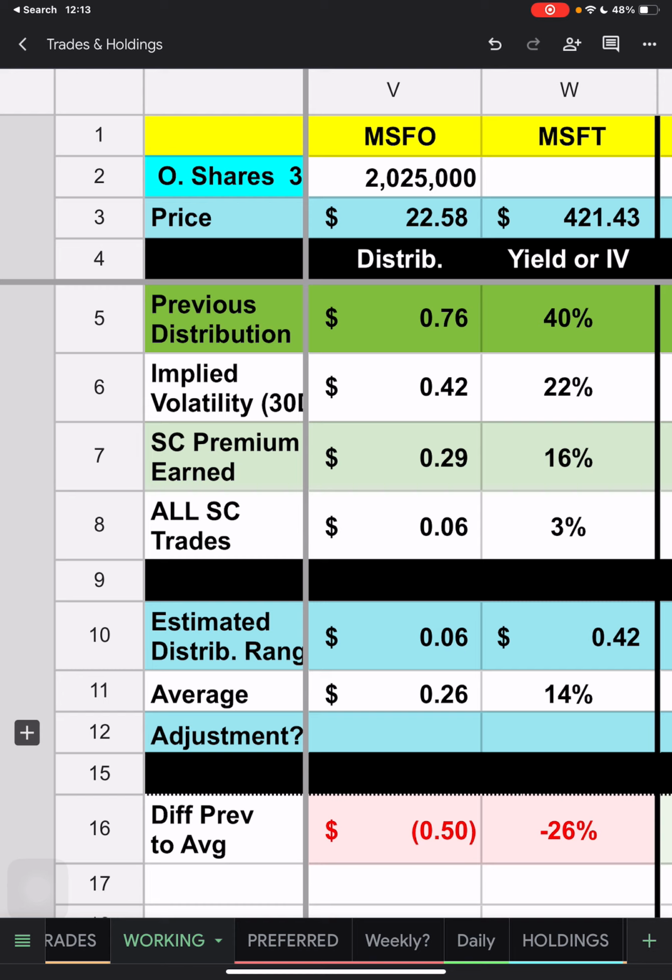So this one doesn't really look good. The previous distribution was 76 cents. Based off implied volatility, it would be 42 cents, and then if we look at the premium earned so far, it's only been 29 cents, and then the all trades, at least it's positive, but it's only been 6 cents. So our estimated range is 6 to 42 cents. The average is 26 cents. So just looking at this, I would guess maybe 30, 35 cents.